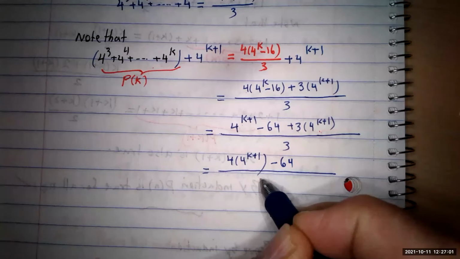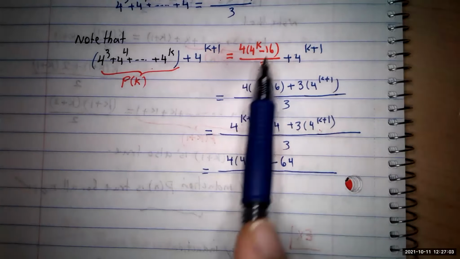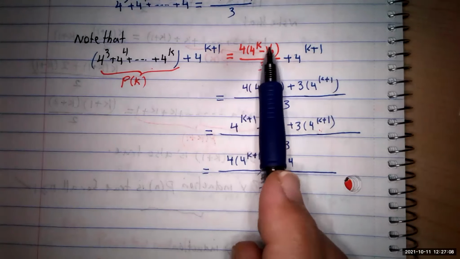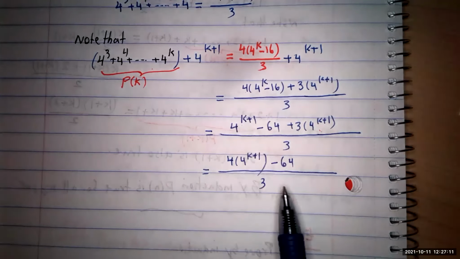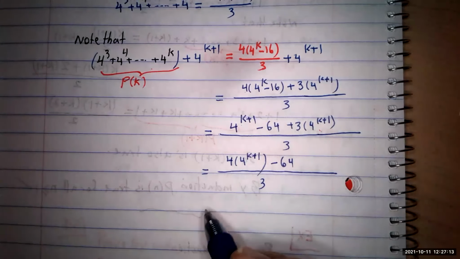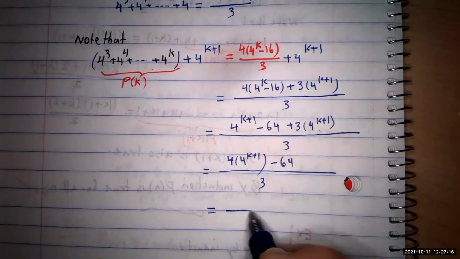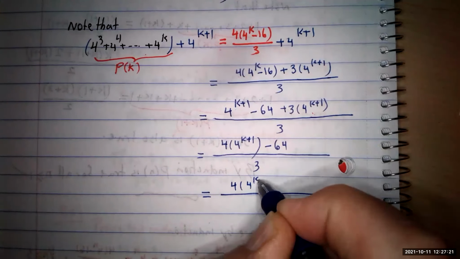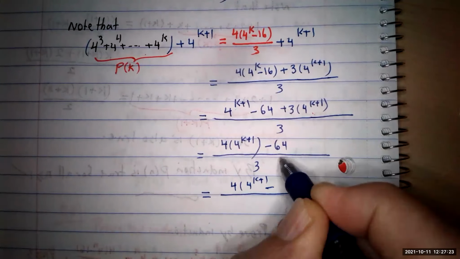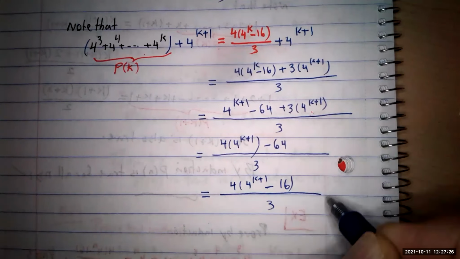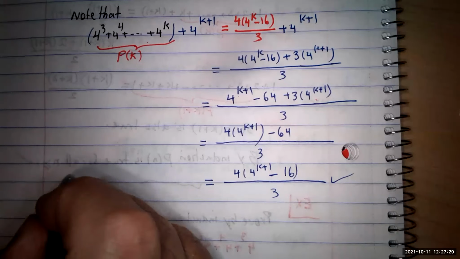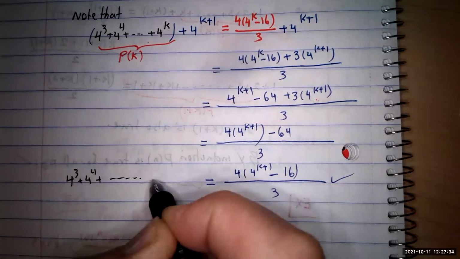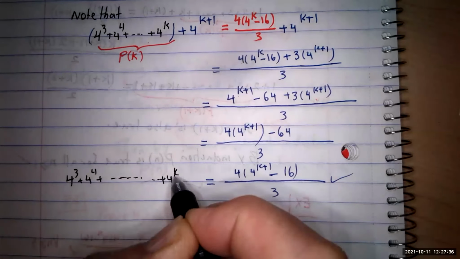Over 3. What do you want? Remember, we check again. You want 4 times 4 to the k plus 1 minus 16. So how are we going to get it? We have to factor out the 4. If you factor out the 4, that gives you 4 times 4 to the k plus 1, and that gives you 16 over 3. You see? So what is the other side? It was 4 to the third, 4 to the fourth, up to 4 to the k, and 4 to the k plus 1.